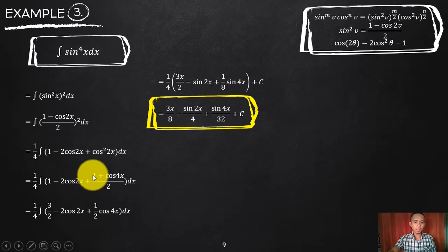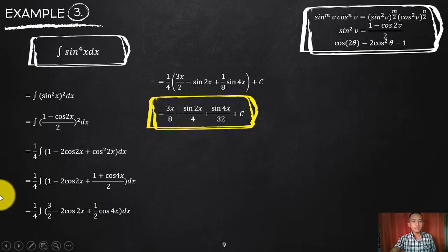Now simplify. The 1 and the 1/2 are just numbers that combine to become 3/2. This is still the negative 2 cosine 2x, I just copied it, and then cosine 4x over 2. That's it. If you look at each term, they are now all integratable: 3/2, 2 cosine 2x, cosine 4x. They are all integratable.